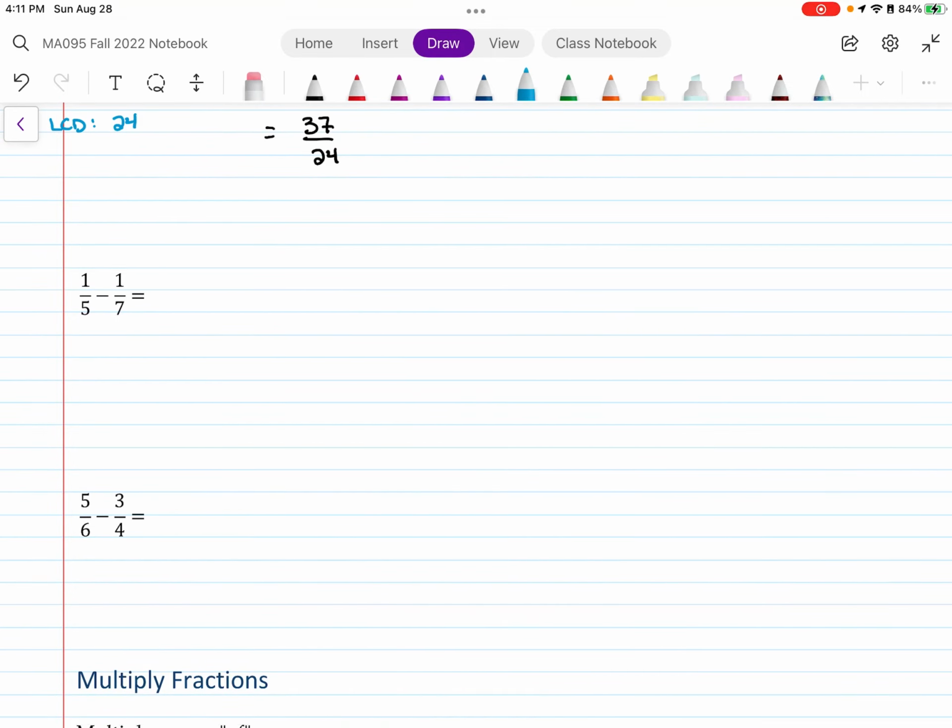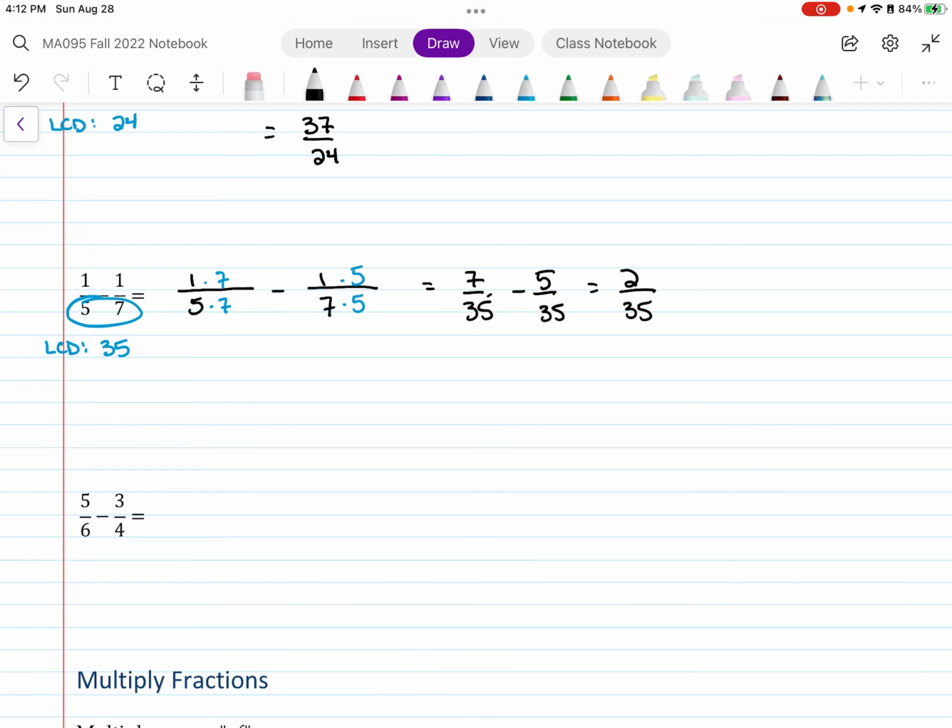All right, subtraction is the exact same process, except we just subtract the top once we get the common denominator. So what is the least common denominator here of 5 and 7? They're both prime, so you just multiply them together and get 35. So if they're prime, it's pretty easy, just multiply them together. So 1/5 minus 1/7, converting them to have a common denominator. So 5 is going to be times 7, and 7 is going to be times 5. All right, so I get 7/35 minus 5/35. 7 minus 5 is 2. 35 stays the same, and that's our final answer.